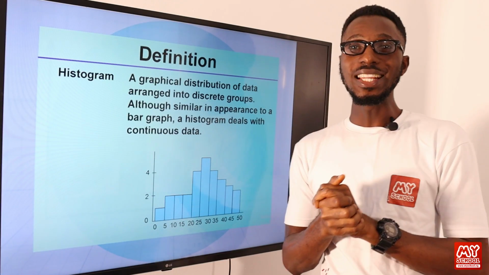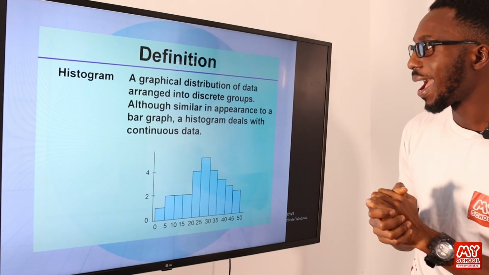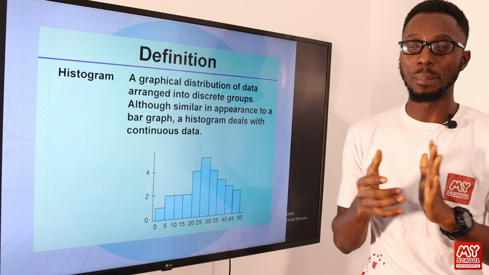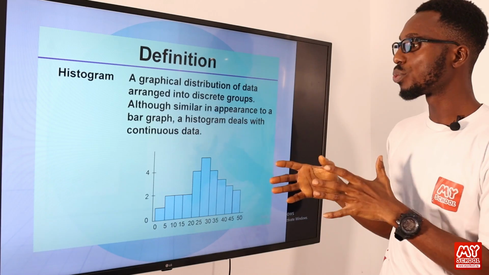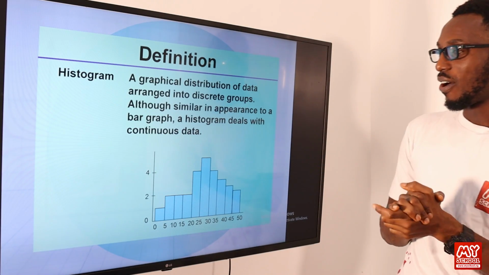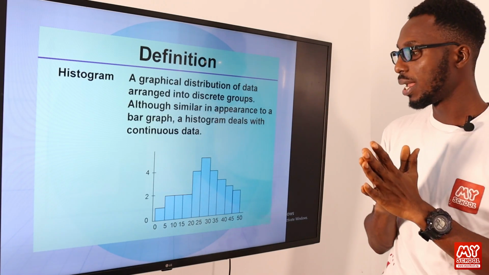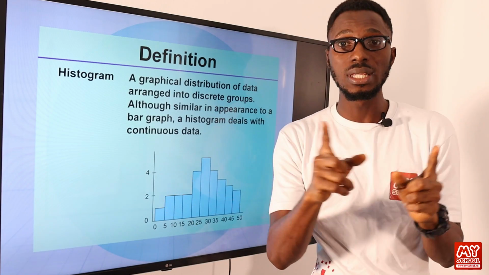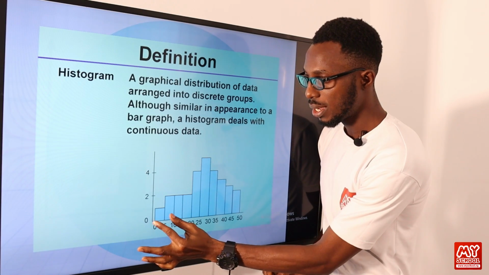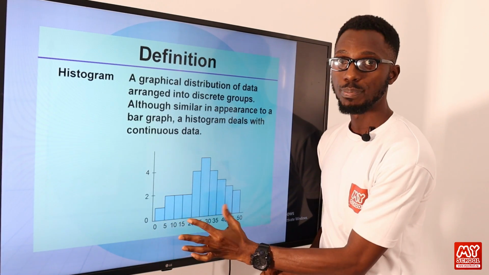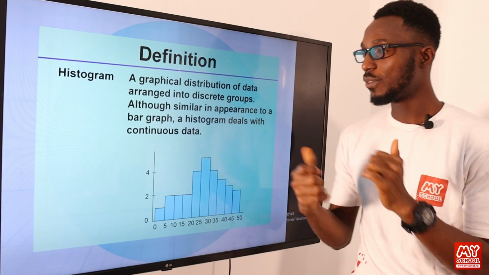So we go to histogram. Histogram is actually a graphical representation of data arranged into discrete groups. Although it is similar in appearance to your bar graph, histogram deals with continuous data. Do you see that now? One distinct difference regarding histogram in comparison to your bar graph or bar chart is the fact that the bars are actually packed together, no space in between. So that is one unique feature that you can use to identify your histogram. Move on to the next slide.